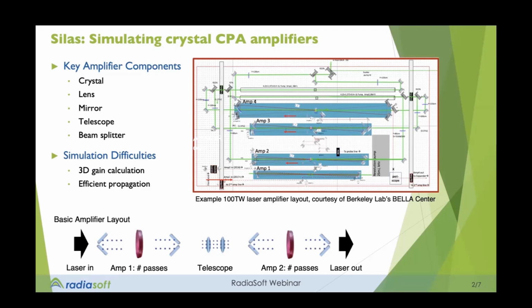In between those amplifiers, you can have telescopes, lenses, beam splitters, all dependent on how you want to manipulate this laser pulse. Some of the main difficulties we faced with the software were efficiencies, so how to efficiently propagate the laser fields, how to efficiently calculate gain when we have 3D crystals and 3D lasers. So let's talk about that first one next, the gain calculation.